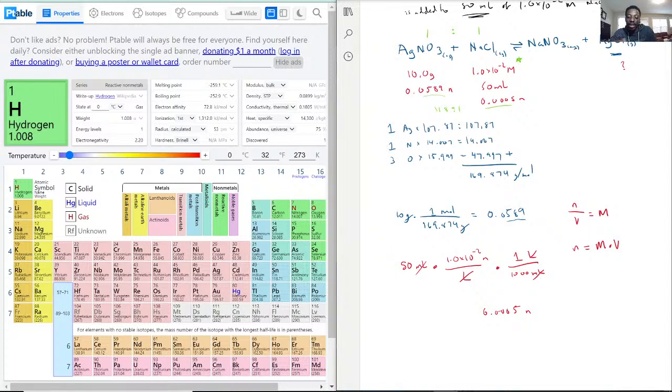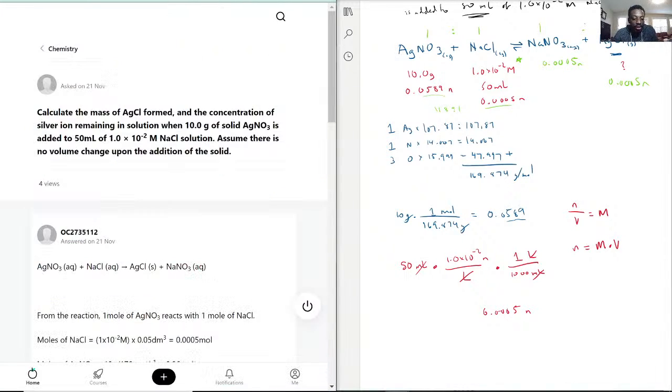The silver nitrate is clearly in excess, so we have to use the sodium chloride, meaning that since everything is 1-to-1, we're only going to get 0.0005 of silver nitrate and 0.0005 of silver chloride in terms of the moles. So yes, it's quite limiting actually. Just to make sure that we do have the right information here, yep, 1 times 10 to the negative 2, 50 mils of it.